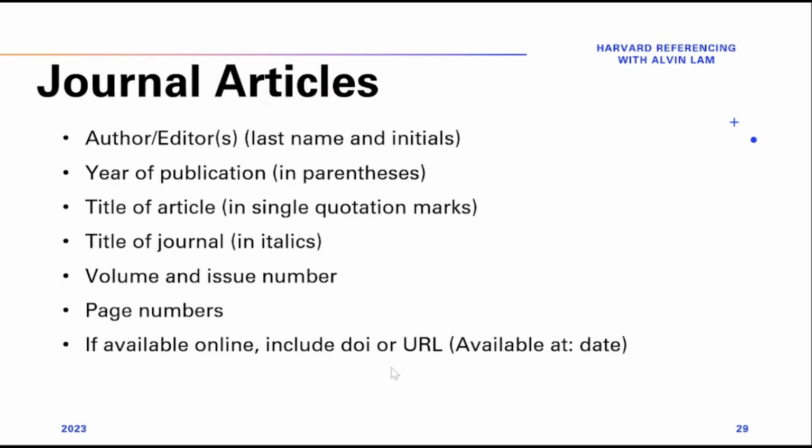Journal articles, you will list the authors or the editors, the year of publication, the title of the article in single quotation marks, title of the journal in italics, volume and issue number. Journals will have volume and issue numbers. Page numbers, as certain issues might have a lot of pages and you are only referencing certain pages. And of course, if it's an online journal article, you would have the URL and a DOI and the date when you accessed it.